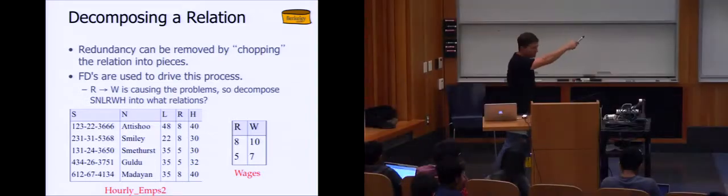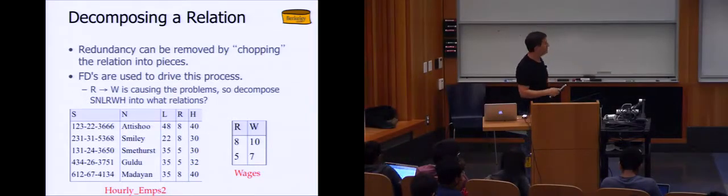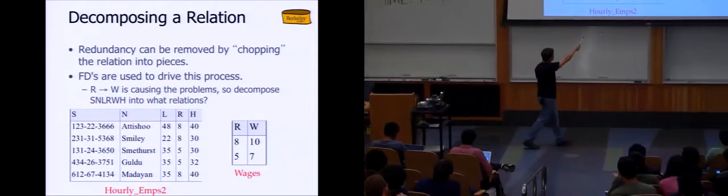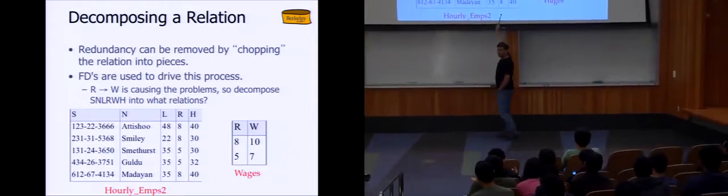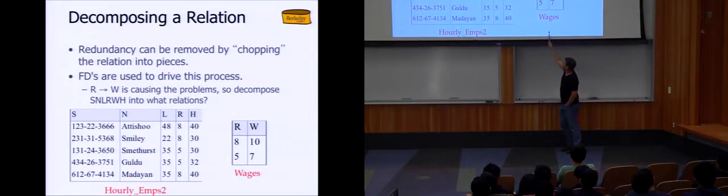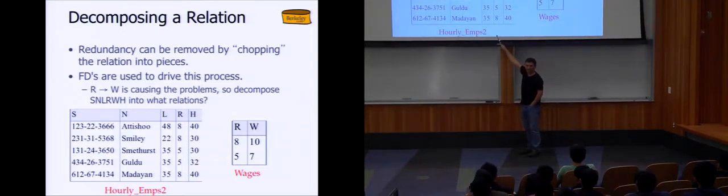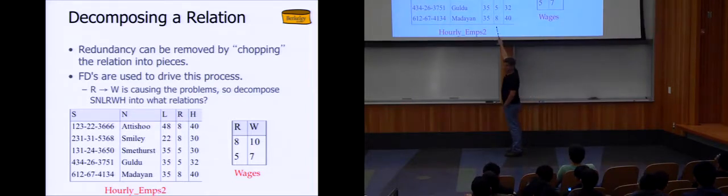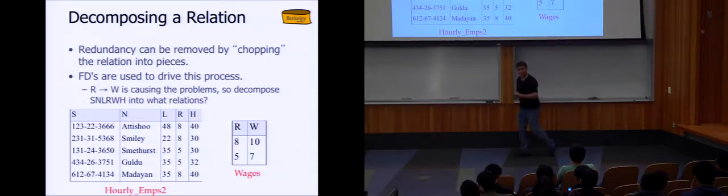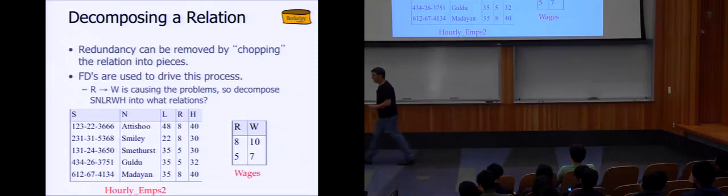But all we did was the obvious thing: put ratings and wages in a separate table, take wages out of hourly EMPs. Note that ratings stays here, right, for obvious reasons. We need to know people's ratings so we can look up their wages, right? You can't take RW, pull it out, and have nothing here, because then people wouldn't have wages, right? So we end up with a foreign key of ratings, which is a reference to the primary key here in the wages table. Yeah? Totally natural, obvious thing you would do.